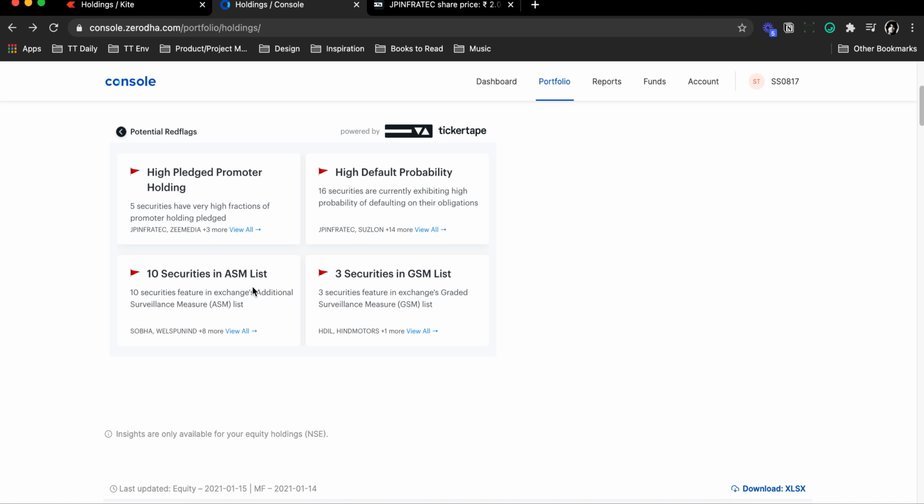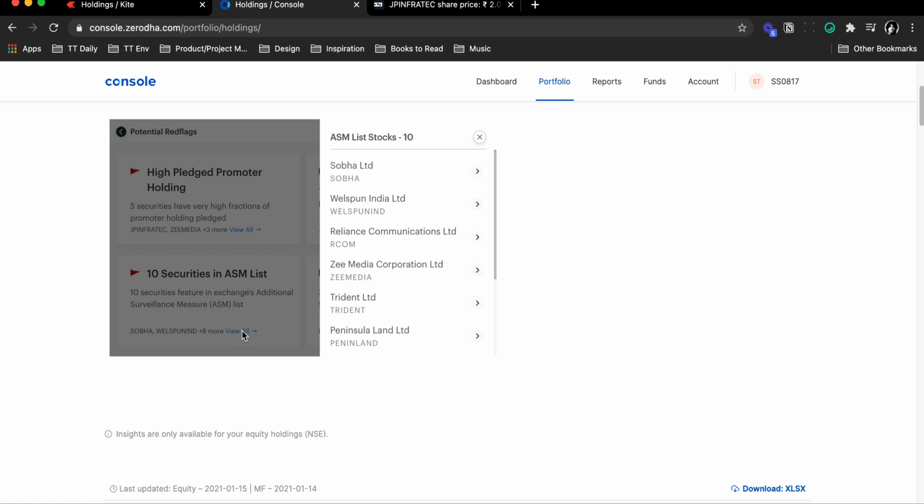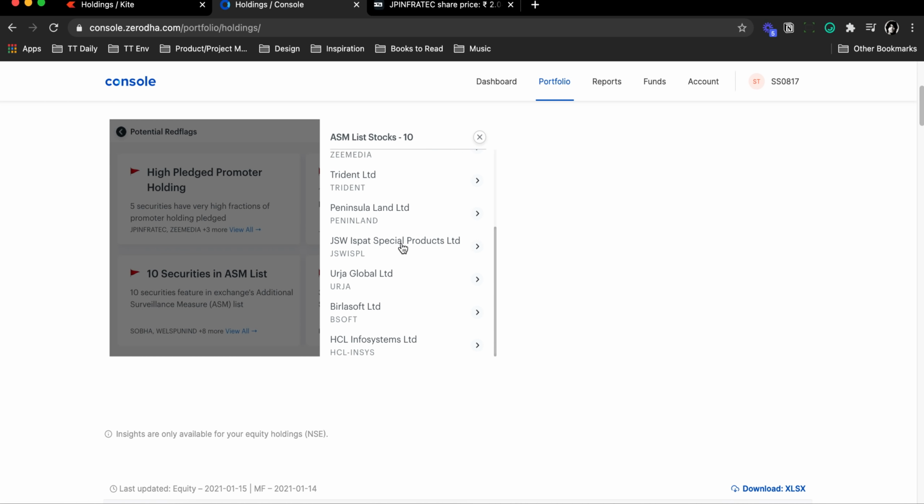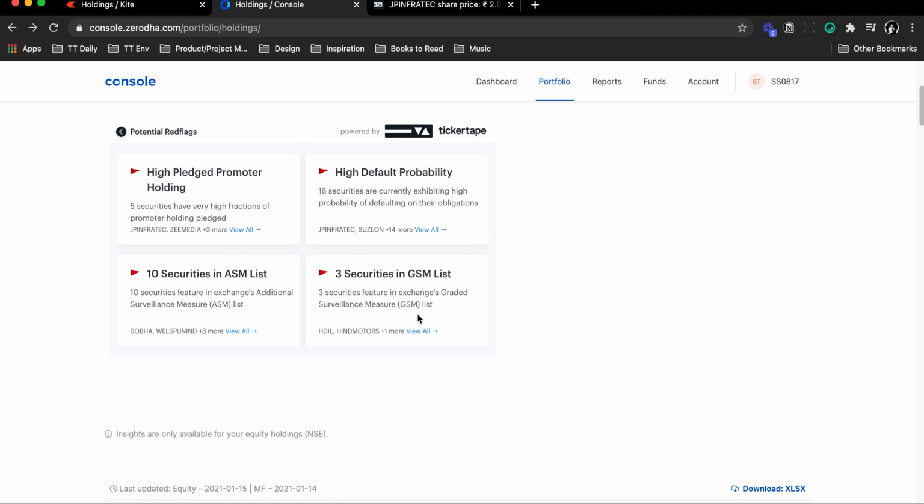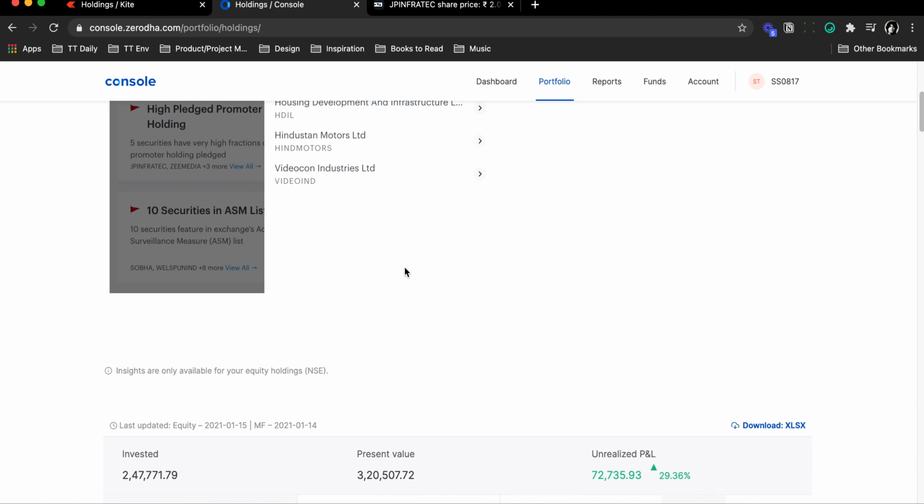The next 2 red flags are whether any of these securities are present in the ASM list, which is the additional surveillance measure list, and the GSM list, which is the graded surveillance measure list, right? These are 2 lists where, in the event a security is placed in any of them, it is under surveillance because there is some suspicion or something that needs to be monitored about these stocks, right? In this case, you can see there are 10 securities in the ASM list. So we have these securities in the ASM list, and we have 3 securities similarly in the GSM list, right?